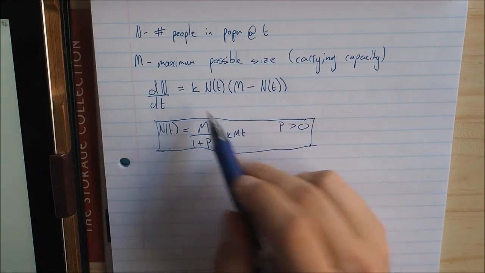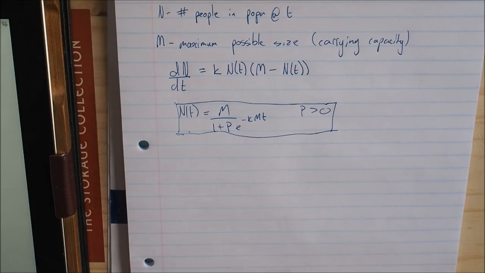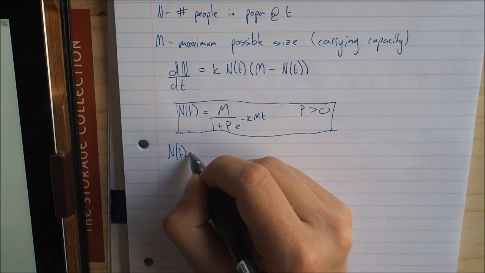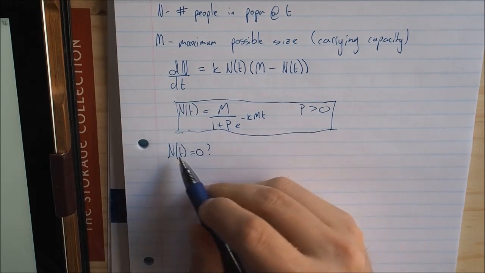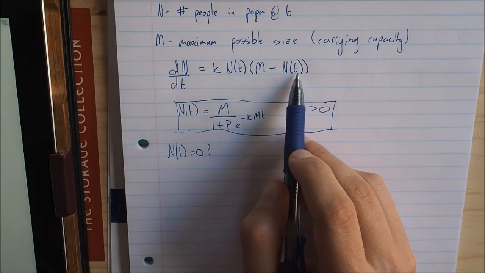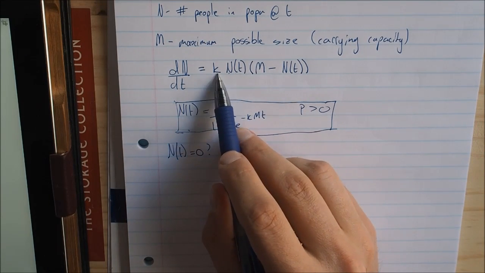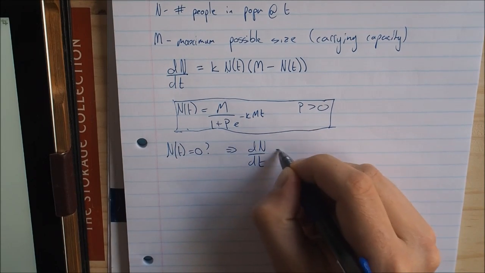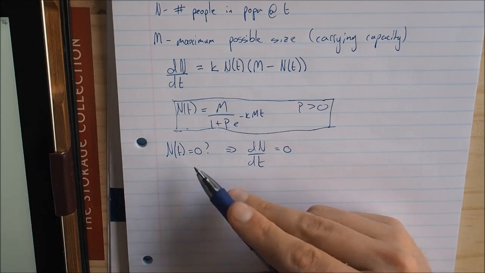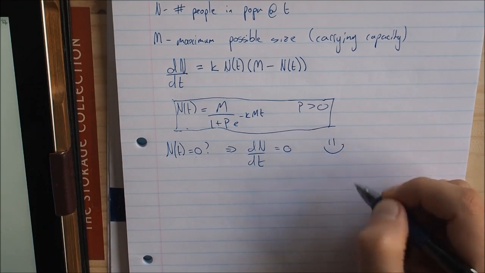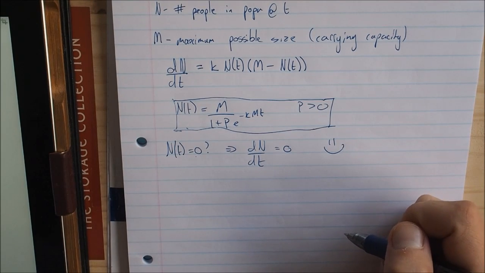What we want to do is analyze this, okay? And so we want to analyze critical values. So what happens when N(t) is equal to 0? Okay, we'll plug this in here. I get N equals 0, M minus 0, that doesn't matter, that's multiplied by 0, k times 0. This tells us that the rate at which the population is changing is 0. So if we have no people, the population won't change. So this makes us happy, right? That makes a lot more sense than it did in the previous example.